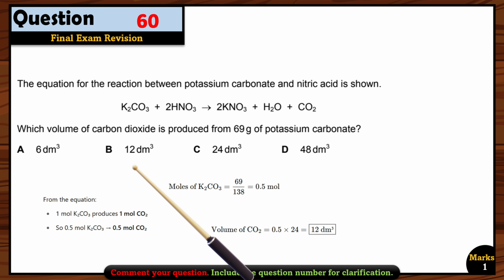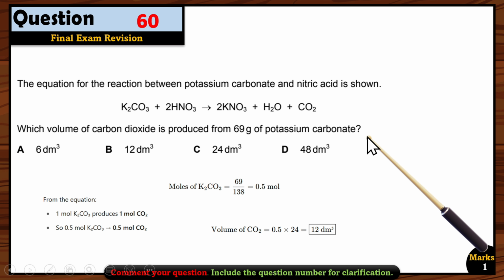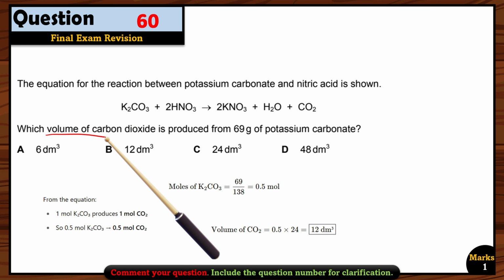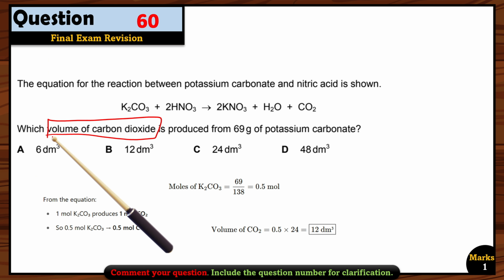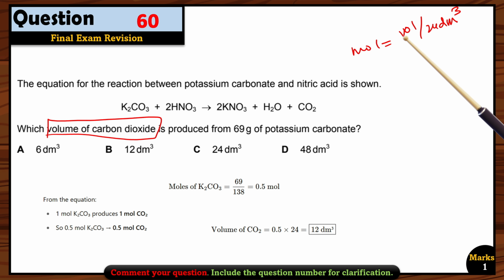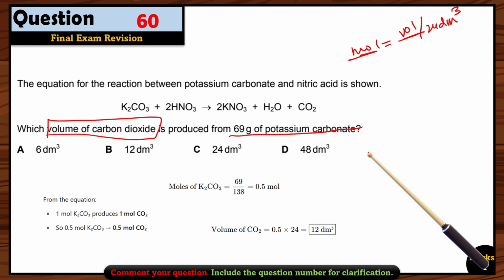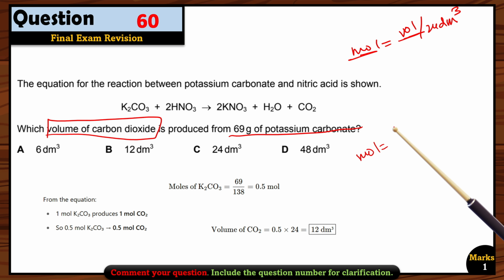Question 60, again the volume of carbon dioxide you have to find from 69 gram of potassium carbonate. Again they are asking about a gas. Again the moles is equal to, what is the formula? Volume divided by 24 dm cube, right? So volume you have to calculate, moles you have to find. How can you find the moles? From here. So potassium carbonate, how can we find its moles?